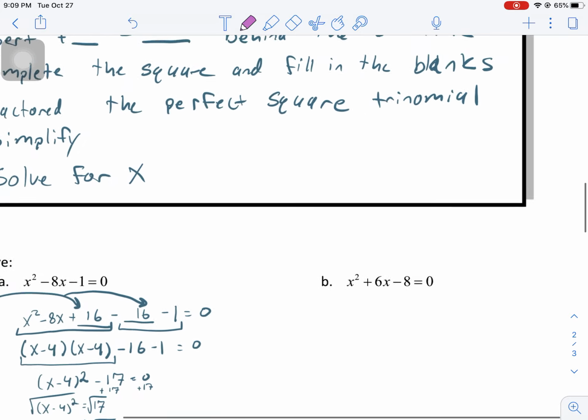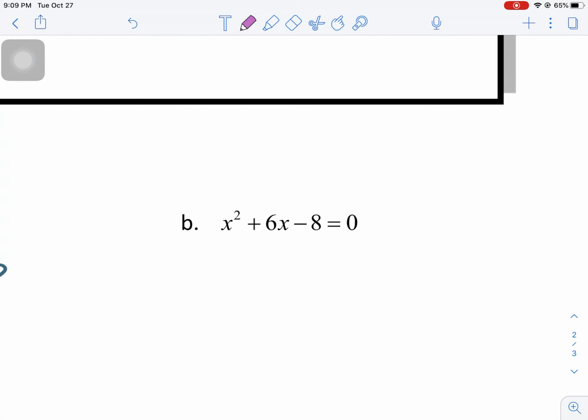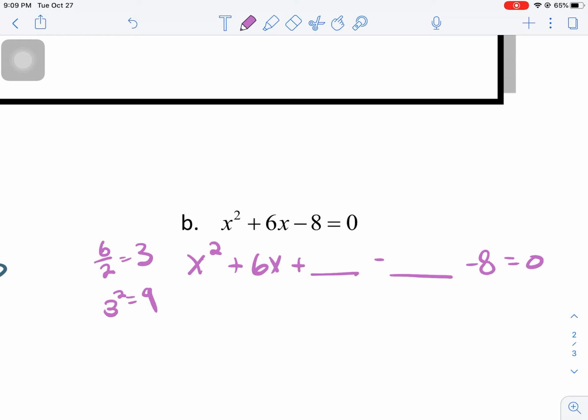Let's do it again. So step 1, set the equation equal to 0. Good, we're already there. Step 2, we insert the plus or minus behind the b value. So x squared plus 6x plus or minus 8 is equal to 0. Now we need to actually complete the square. So we take 6, we cut it in half, that gives us 3. We take 3 and we square it, that gives us 9. So to complete the square, we're filling in 9s.